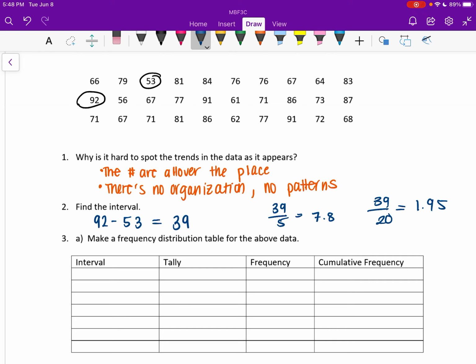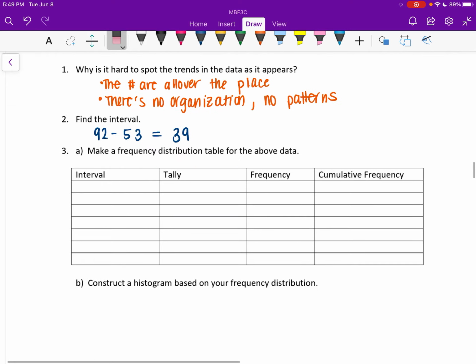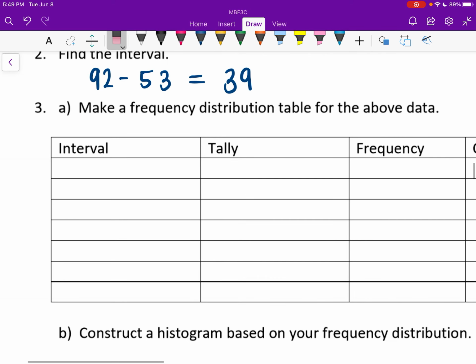Yeah, I think I liked the number 6. So if I wanted to have six of each, right? That means I would have 8 intervals overall. So let's try that. Let's do that. Let's do 39 divided by 6.